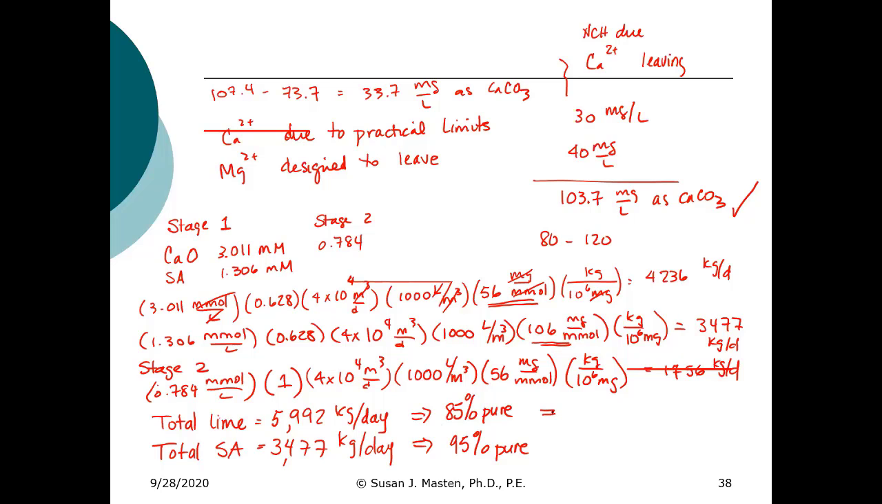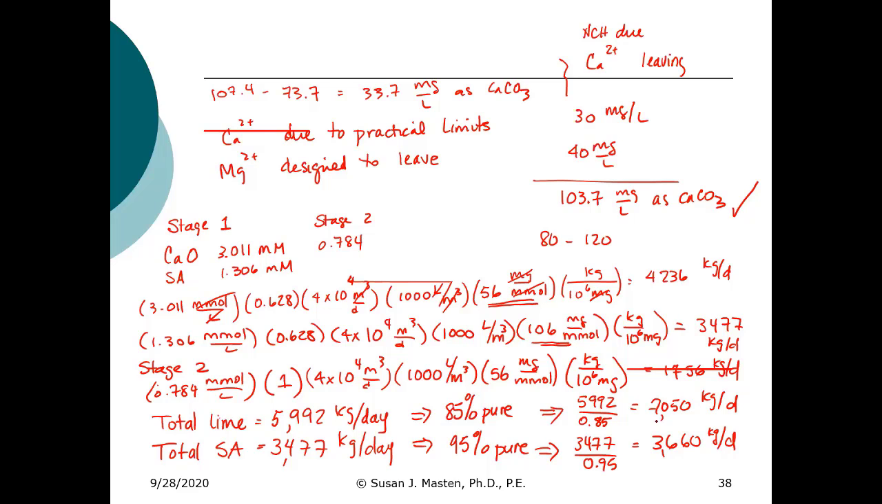So if this is the case, we need to take this value here, and we need to divide by 0.85. And what we're actually purchasing is about 7,050 kilograms per day of lime and almost 3,700 kilograms per day of soda ash.